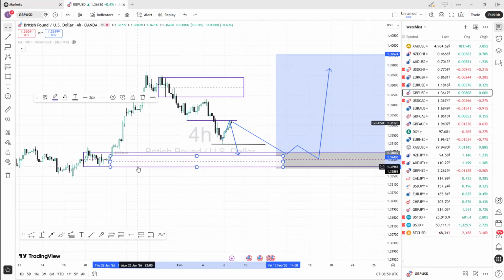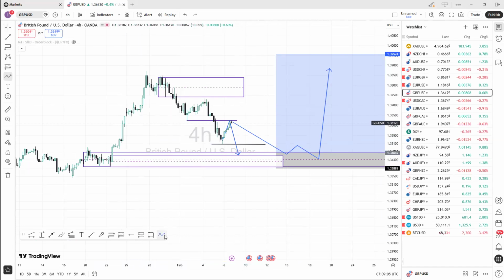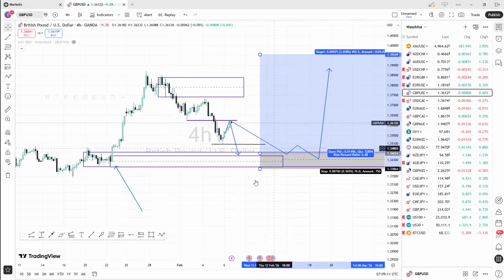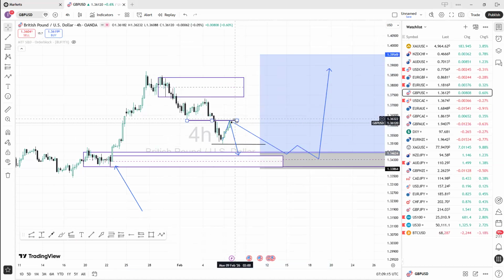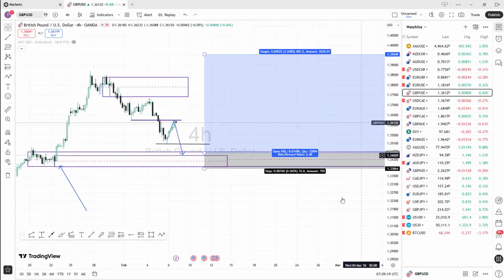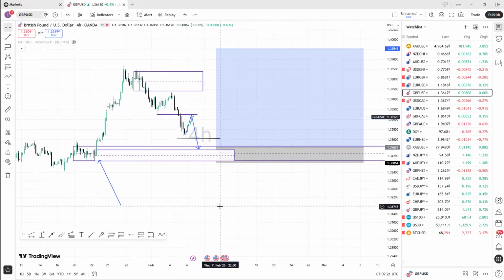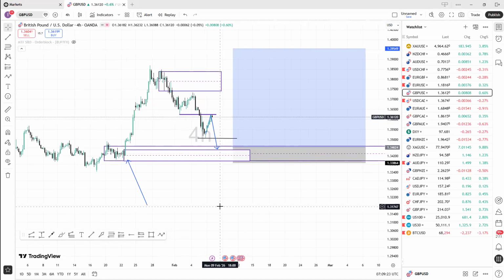On daily time frame, on the same area, we have an order block. And on 4-hour time frame, here you can see there is that order block. So this zone is a very, very strong zone to pick a long position from. So next week, we expect it to buy from that area.